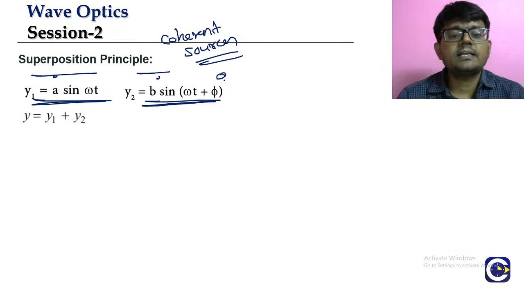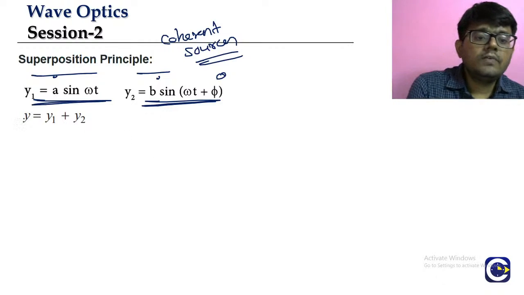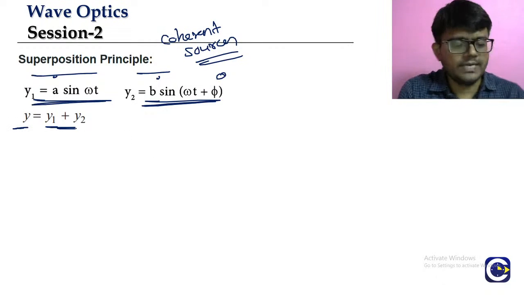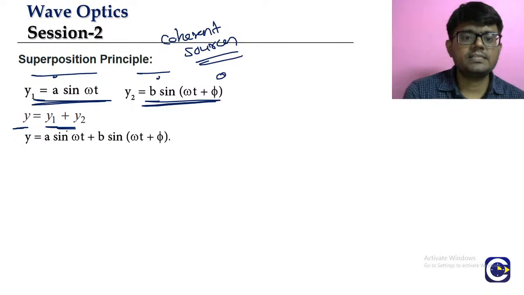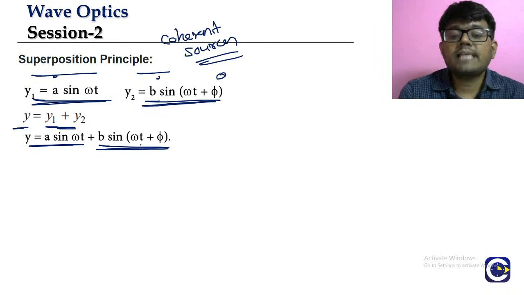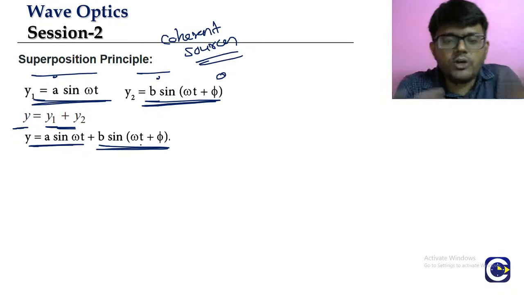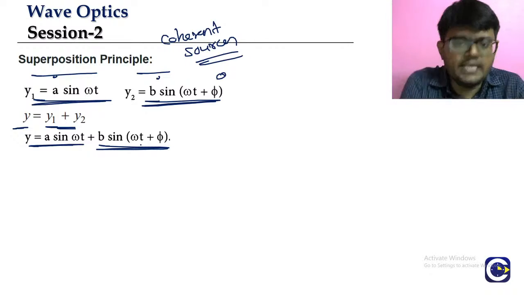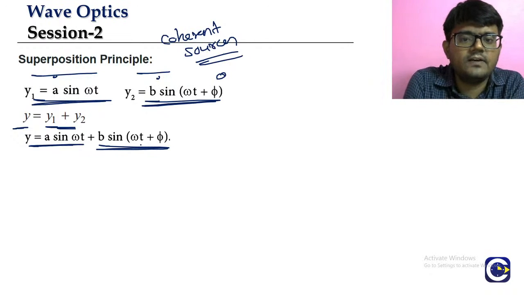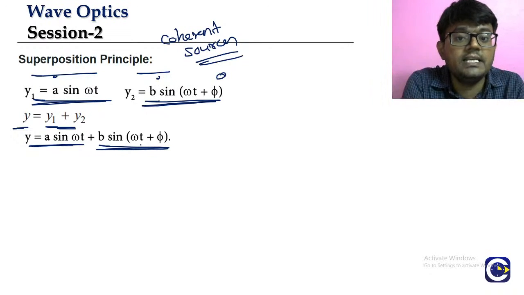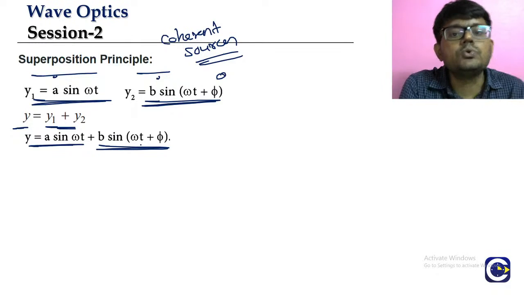What is the resultant wave? Y1 plus Y2, right? So we will simply have to add them. What is it? A sine omega t plus B sine omega t plus phi. Before that, we have to rearrange the expression so that we get the final answer in a form that we can easily remember and easily use.